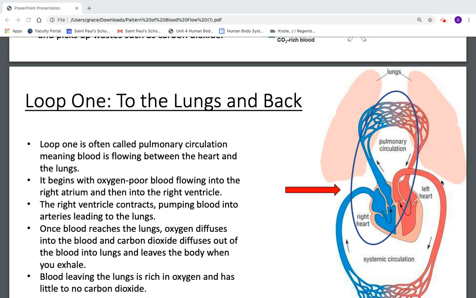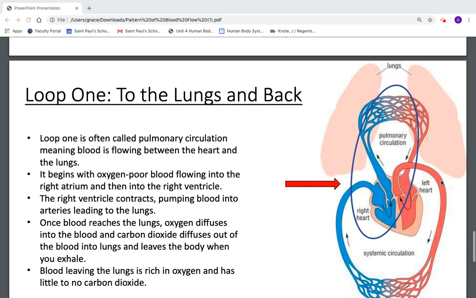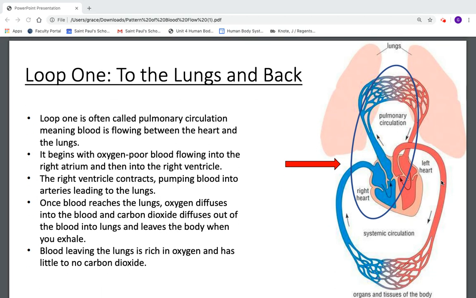So now that we know there are two loops that are completed, let's take a closer look at loop 1, to the lungs and back. When blood from the body flows into the right atrium, it contains little oxygen and a lot of carbon dioxide. The right atrium contracts, pushing blood through the valve into the right ventricle. The ventricle then contracts and pumps oxygen-poor blood into the arteries that lead to the lungs.